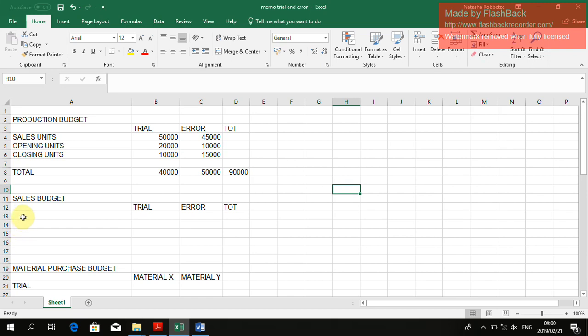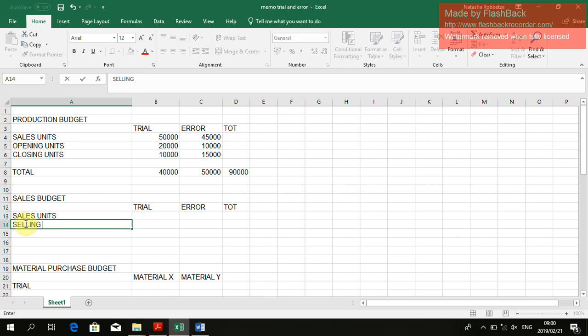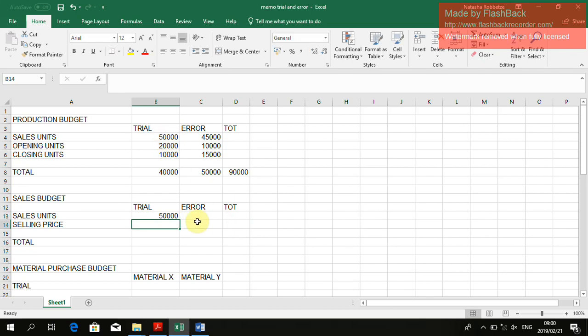The next budget that is required is the sales budget. And the sales budget is really the simplest of all. So all that is done is that we take the sales units and we multiply it by the selling price to get to a total. So the sales unit will be the same as previous, 50,000 and 45,000 units. Then the selling price was given to us in the first bullet of the question, and it says that trial is sold for 35 Rand and error is sold at 44 Rand.